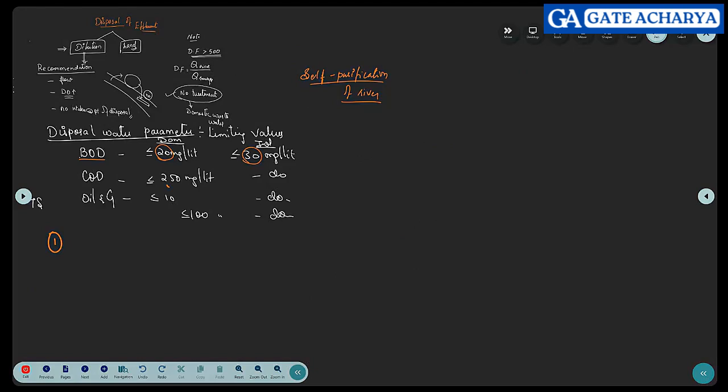Okay, so how is the self purification happening? First, dilution. So a river is flowing, a sewage is coming in. Make it an effluent of a sewage. So this is coming in this direction and it is mixing here.